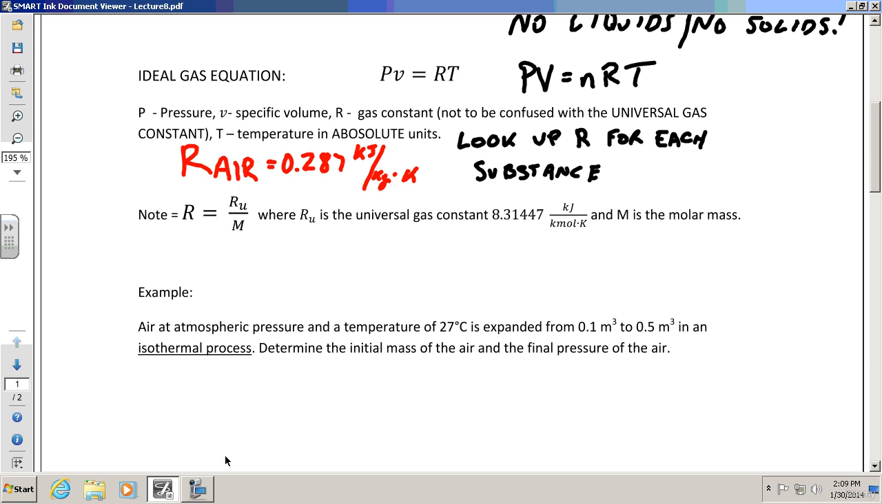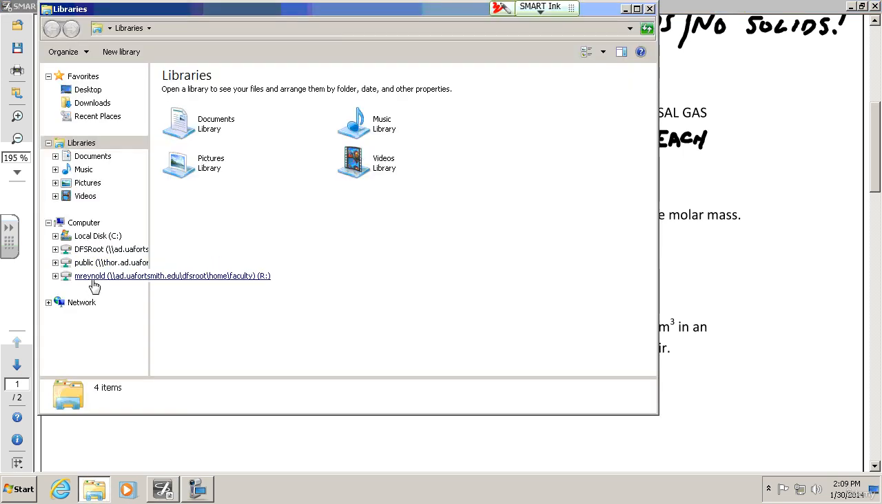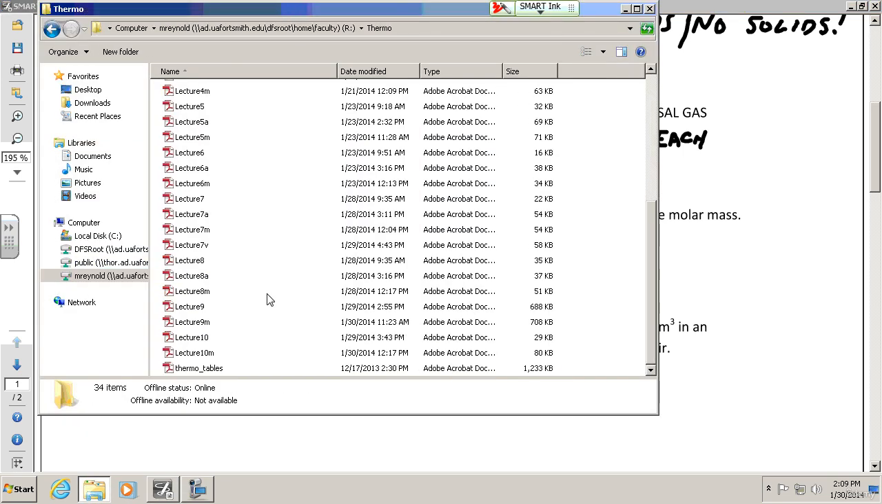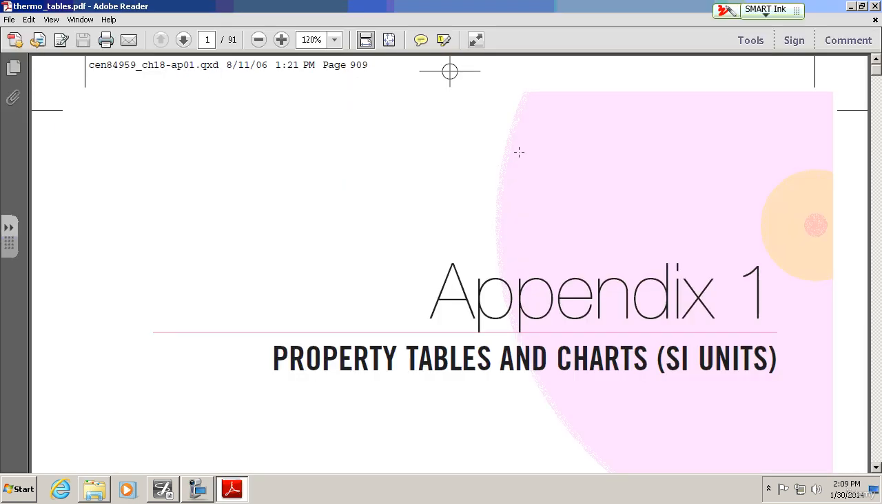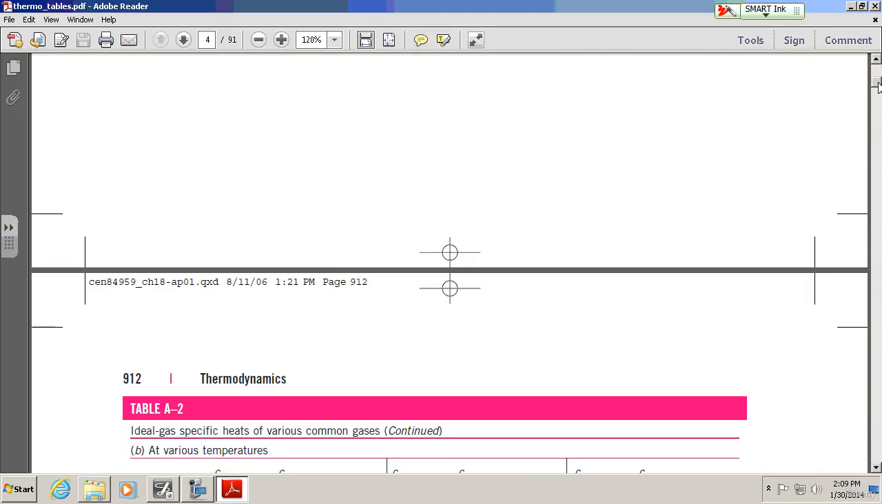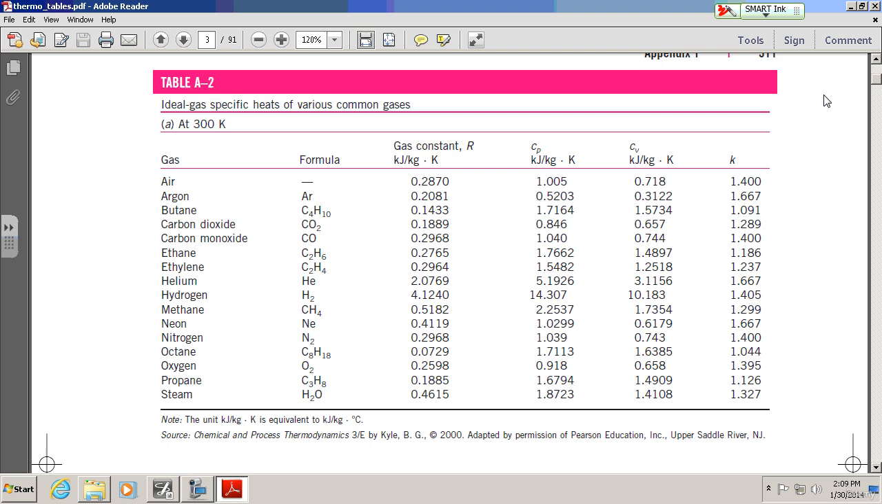If you go to your tables here, and you go to your first thing here, table A2 has ideal gas specific heats and gas constants for air, argon, butane, hydrogen, methane. It even has one for steam, but let's not use it.